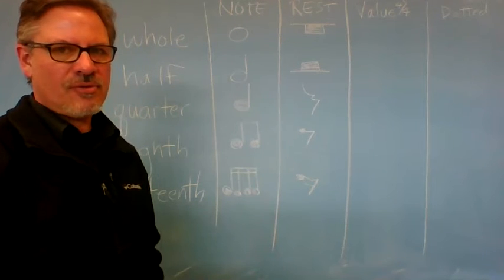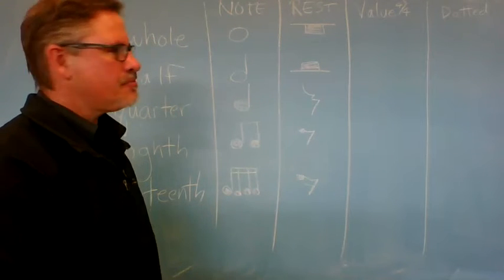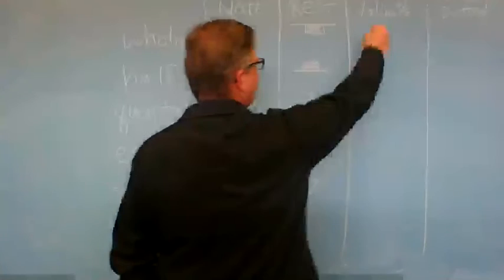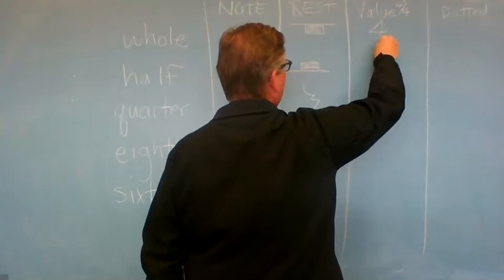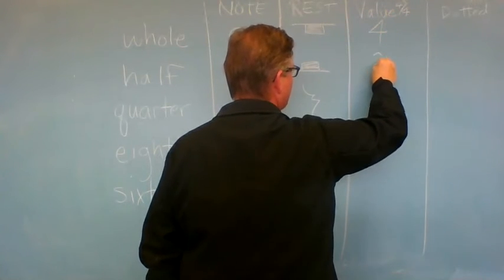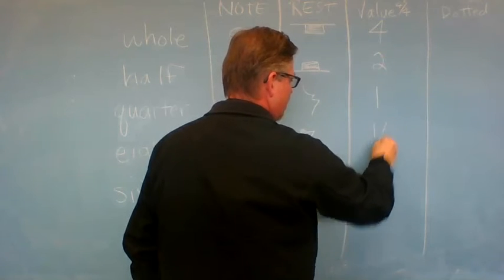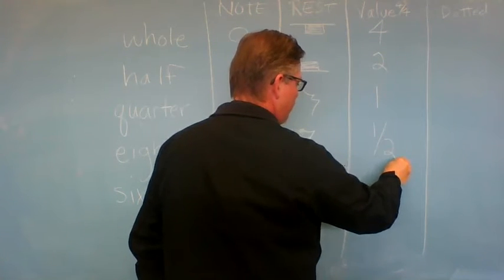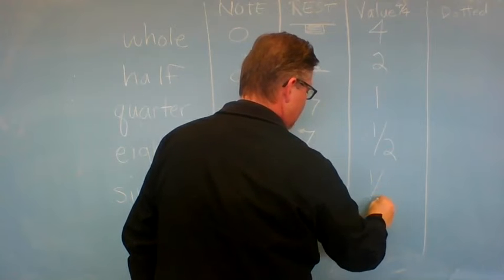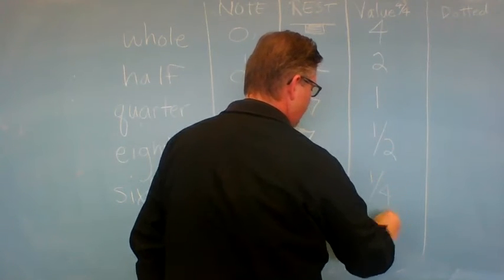The values of these are, in 4/4 time, the whole note would get 4 beats. The half note would get 2 beats. The quarter note would get 1 beat. The eighth note would get half of a beat. And the 16th note would get a quarter of the beat.